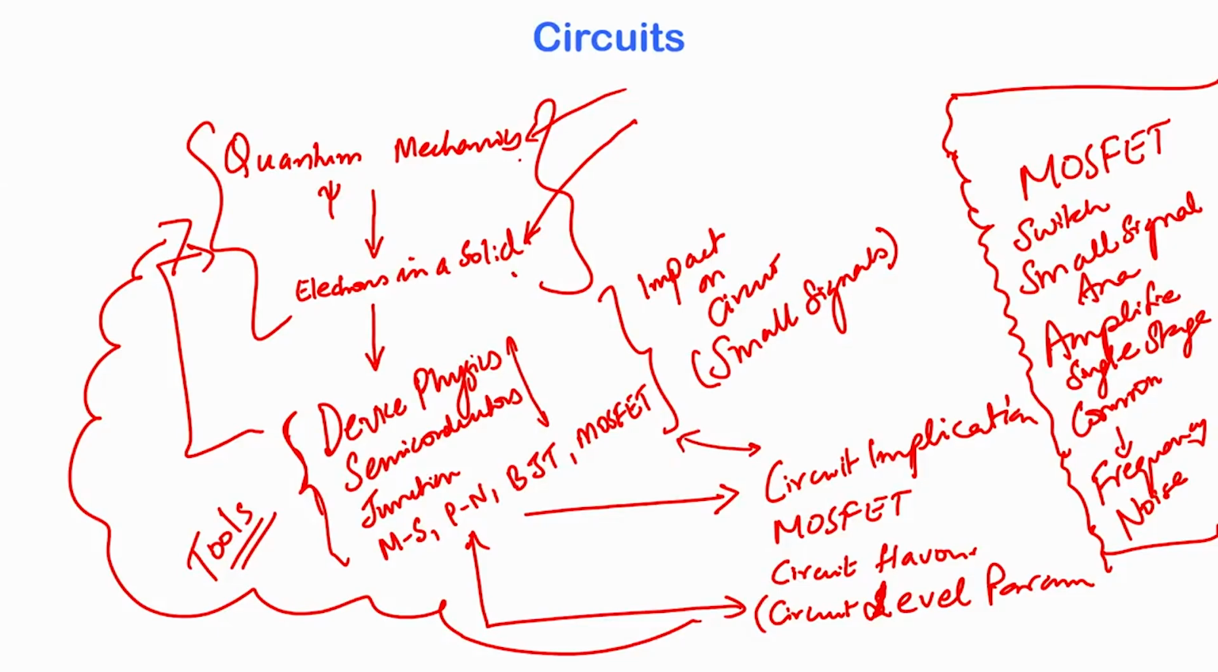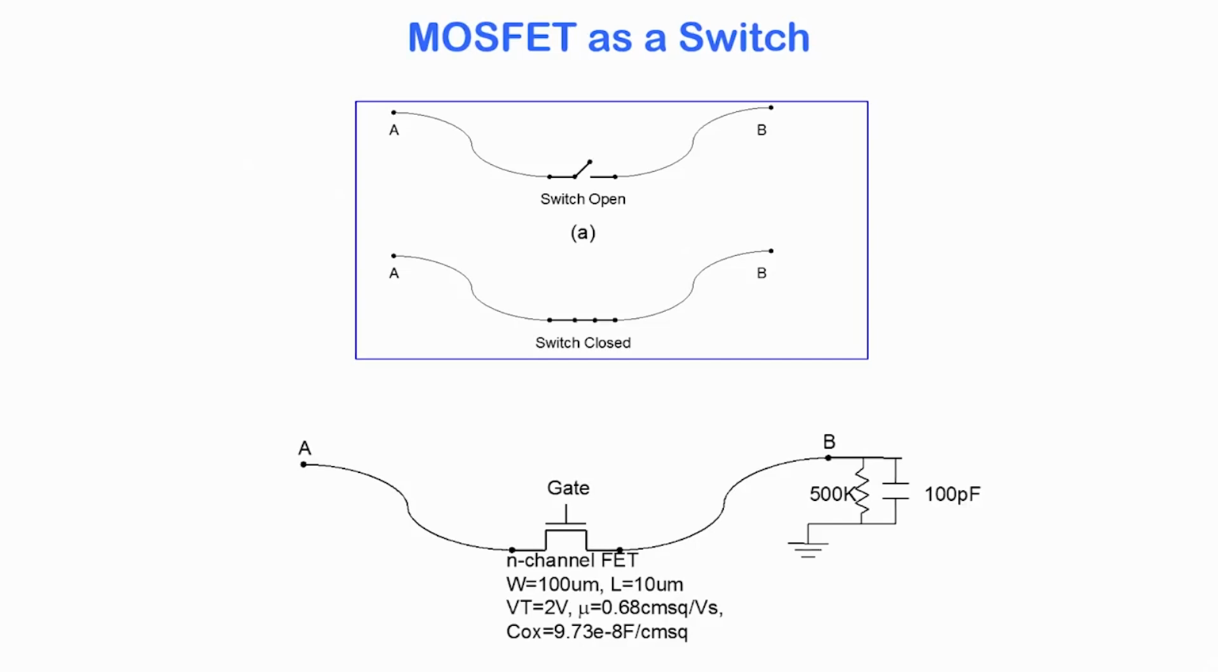So, let us start off by looking at the MOSFET as a switch. Again, we are going to go back to our traditional example that we used to introduce transistors, which is I have point A and point B, and I want to send a message from point A to point B, and I need a switch in place. So, when the switch is closed, the message gets to point B, and when the switch is open, nothing happens at point B. Okay.